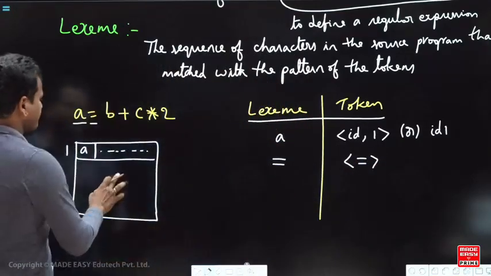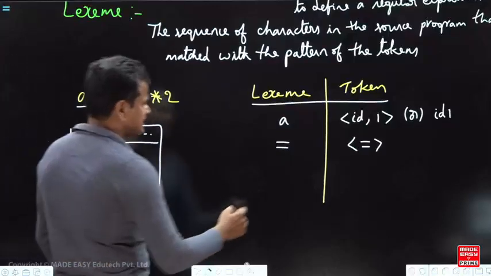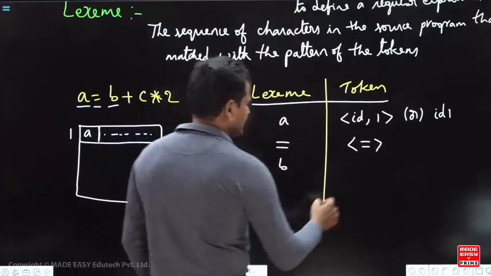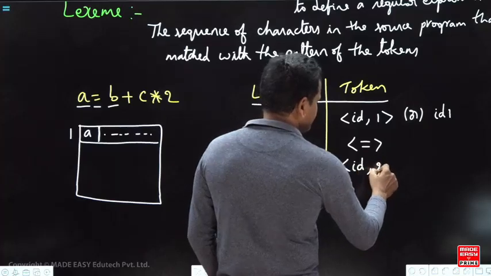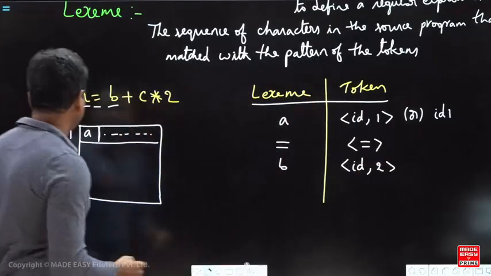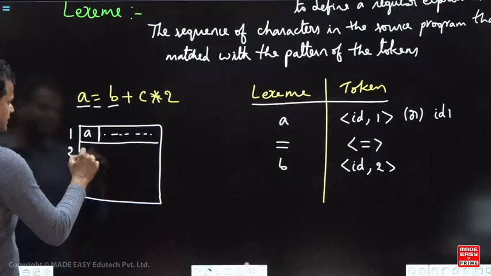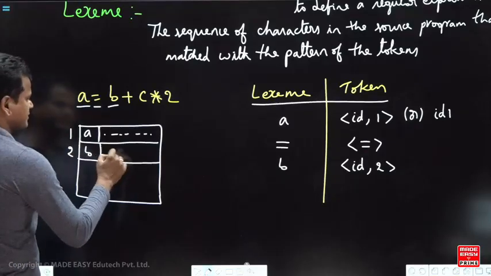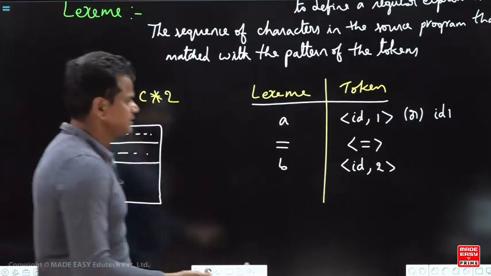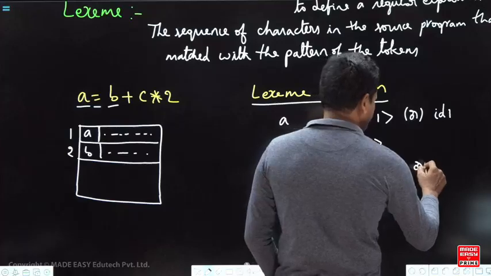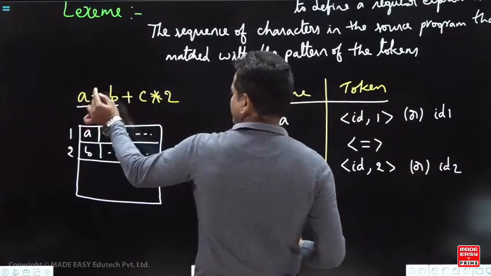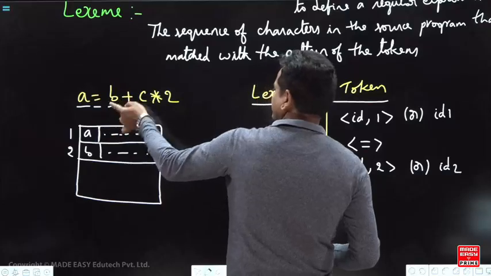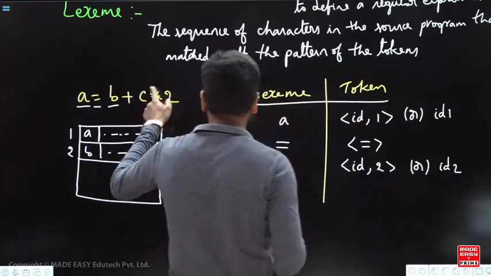Okay, now this is a lexeme. And what is it? It is an identifier. Let this entry be 2. So in entry 2, B will be there and its information. Or simply you can write ID2. So here the lexemes are A and equal to, and B and plus, and C and multiplication and 2.